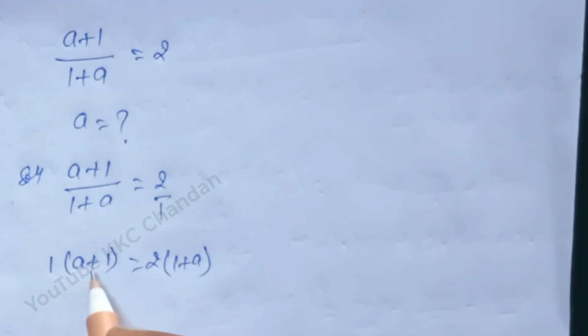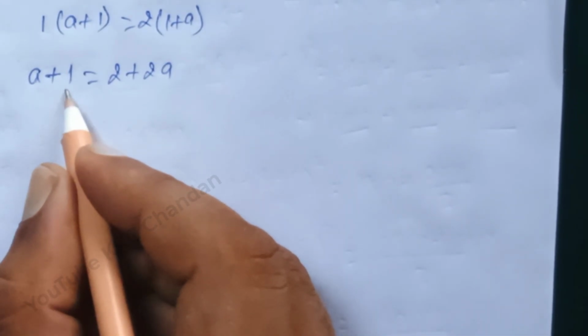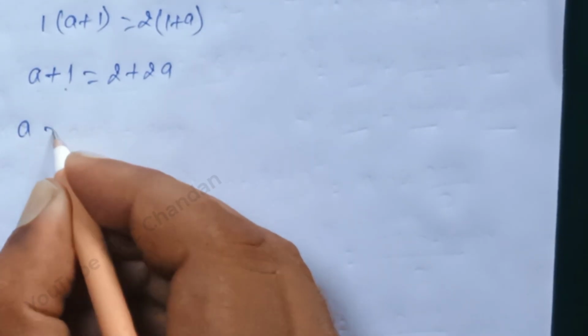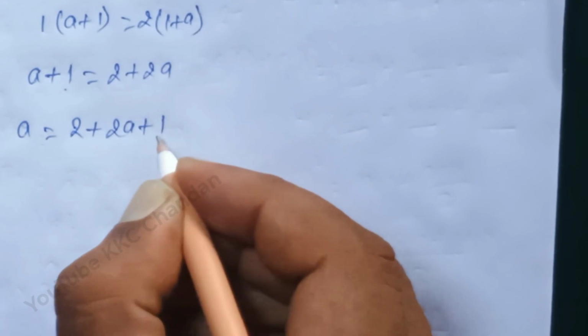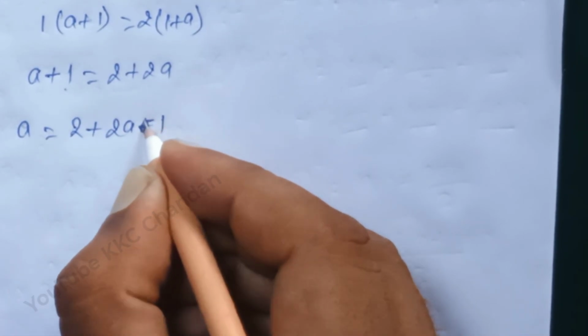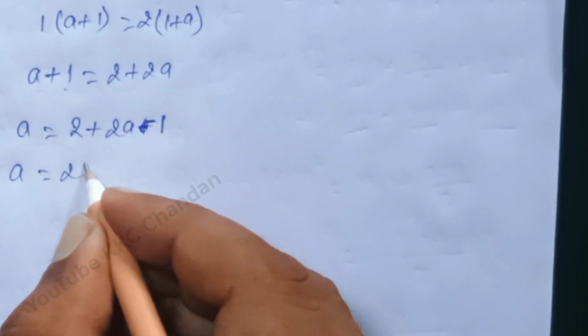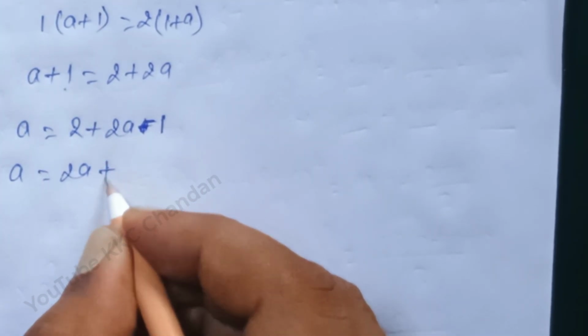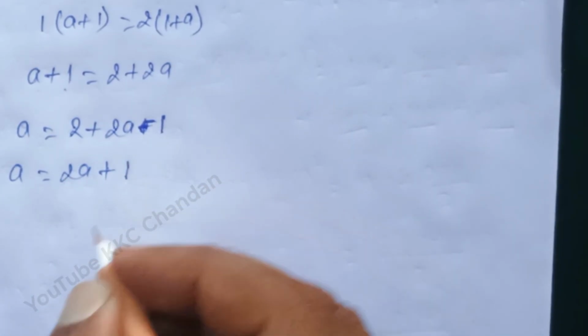After that, see here, 1 into A, that is A, plus 1 into 1 is equal to 2 into 1, 2, plus 2A. After that, see here, this 1 comes to this side, so A is equal to 2 plus 2A, and this is negative form, negative 1. After that, A is equal to 2A plus 2, this is positive, this is negative, means 1.